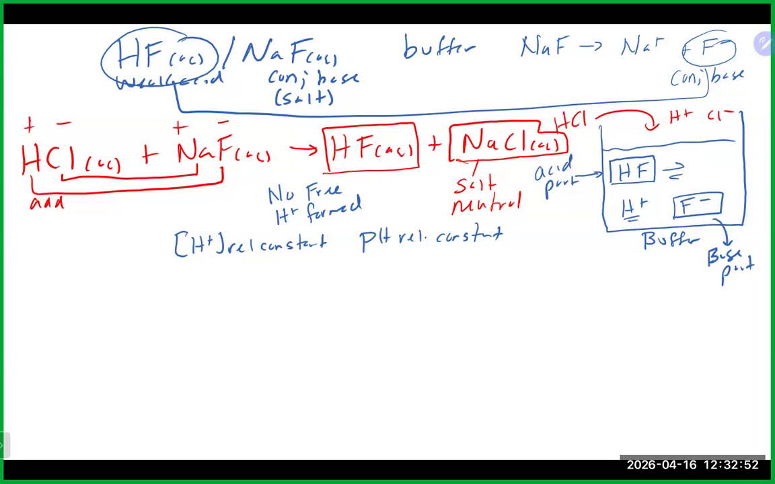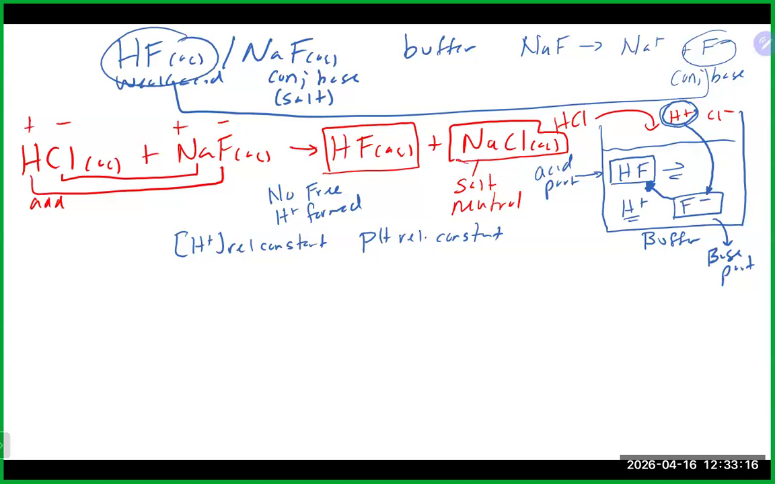Any questions on that? So when we add this in, the H plus, which is usually our problematic guy, is going to go find the F minus, and then it's going to make this, and that's going to tie up the H plus from being free. And now it's tied up and not freely flowing in the solution that will affect the pH. Any questions on that there?